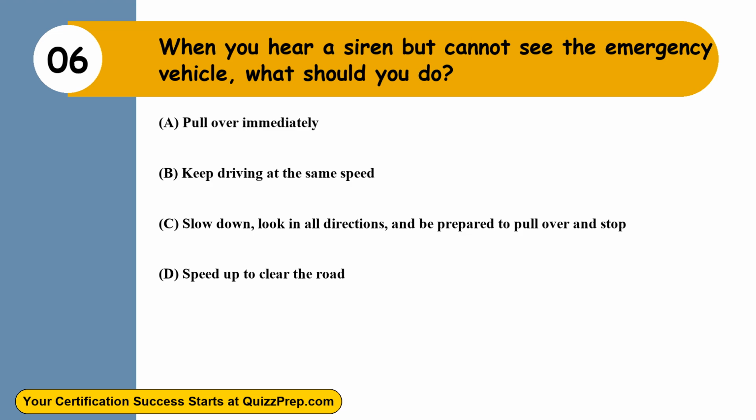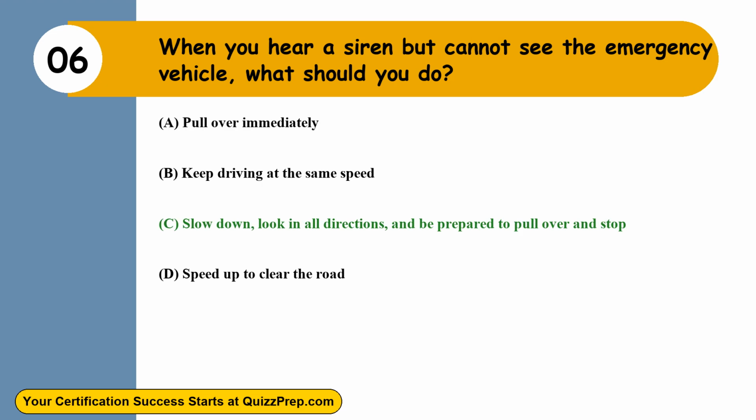Option A. Pull over immediately. Option B. Keep driving at the same speed. Option C. Slow down, look in all directions, and be prepared to pull over and stop. Option D. Speed up to clear the road. The correct answer is option C.